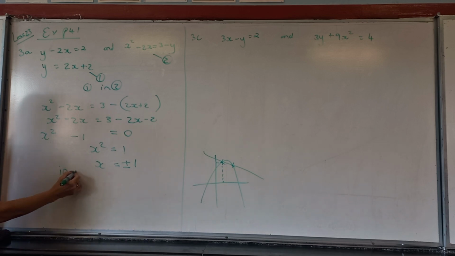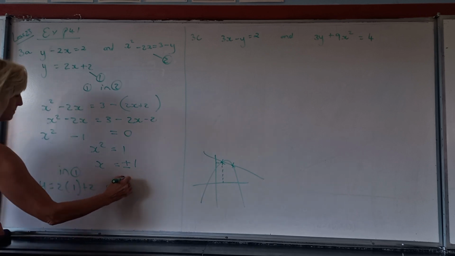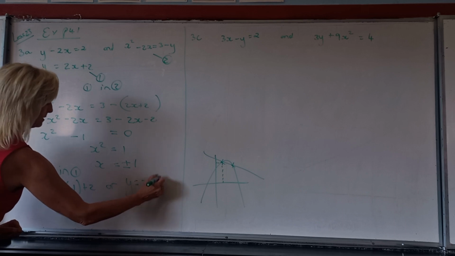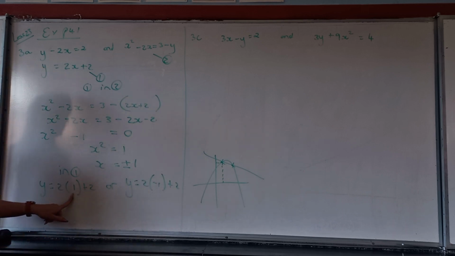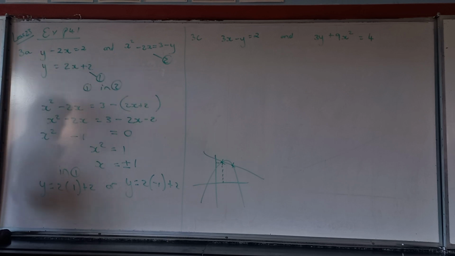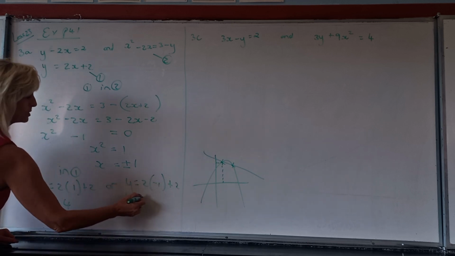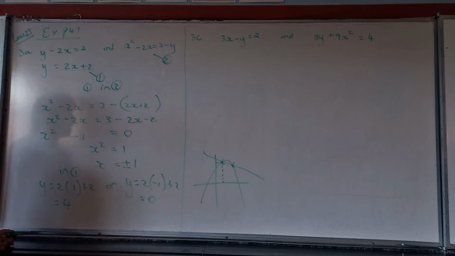So we've got in number 1, y is equal to 2 times x plus 2, and the x value is 1, and the other one, negative 1. But for both of them, it has to be substituted. In either one, please choose the easier one. Yes, ma'am. So the answer is 2 plus 2 is 4, and the answer is minus 2 plus 2 is 0.